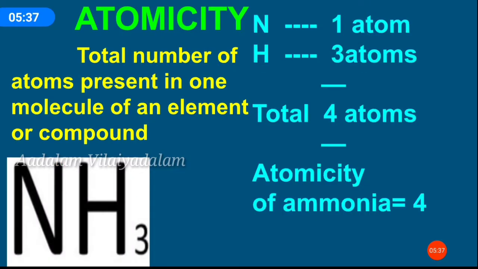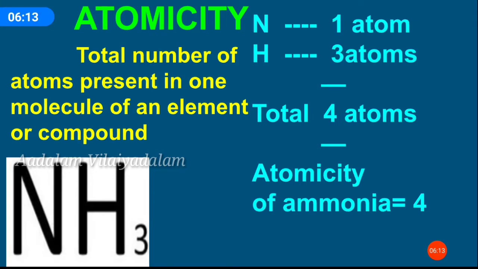Next, we are going to see about atomicity. What is meant by atomicity? Atomicity is the number of atoms present in one molecule of an element or compound. For example, the atomicity of ammonia is 4, since it contains 1 atom of nitrogen and 3 atoms of hydrogen. So the total number of atoms in a molecule of ammonia is 1 plus 3 equals 4. So the atomicity of ammonia is 4.